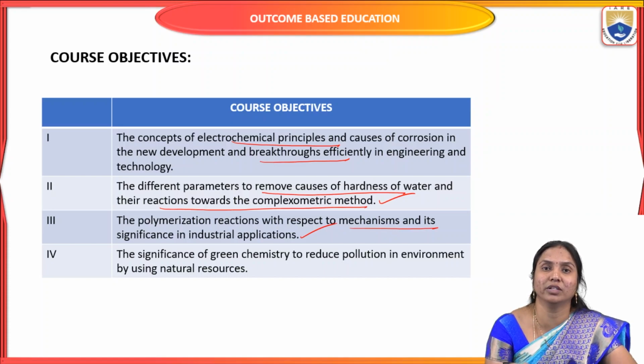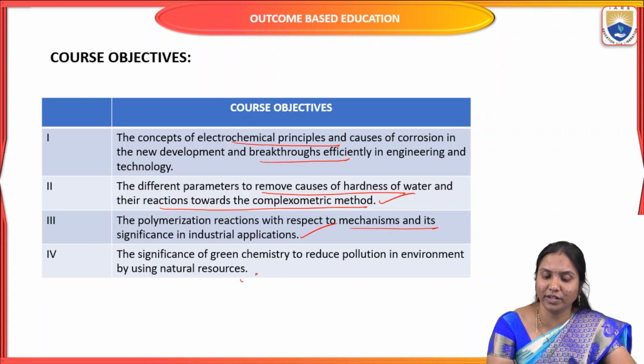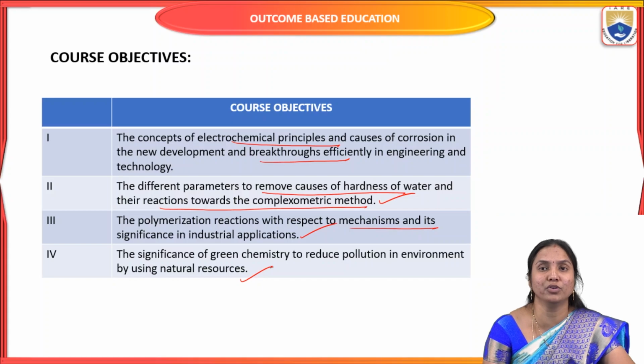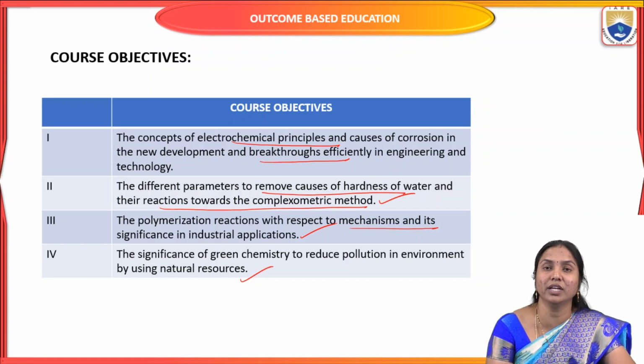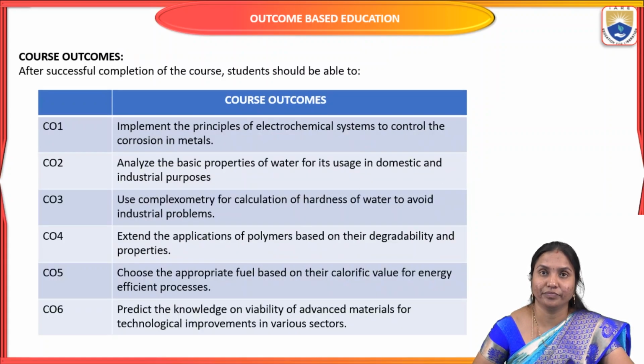And what is the aim of the last module? The significance of green chemistry to reduce pollution in the environment by using natural resources. So these are the course objectives of chemistry.